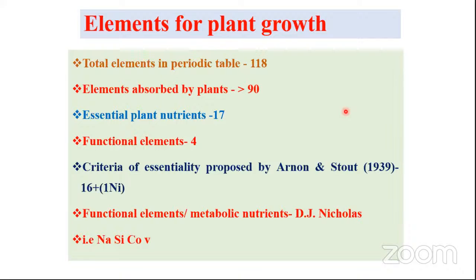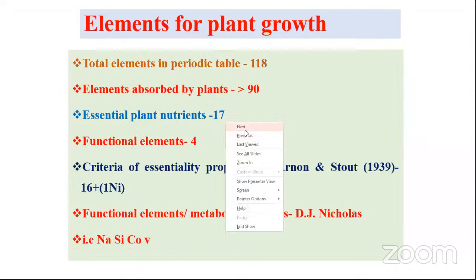Based on this, Arnon and Stout in 1939 proposed a famous theory called the criteria of essentiality. Later they faced some problems with the criteria of essentiality. Another famous scientist, D.J. Nicholas, came and proposed another theory called functional element or metabolic nutrient, citing some examples such as sodium, silicon, cobalt and vanadium.